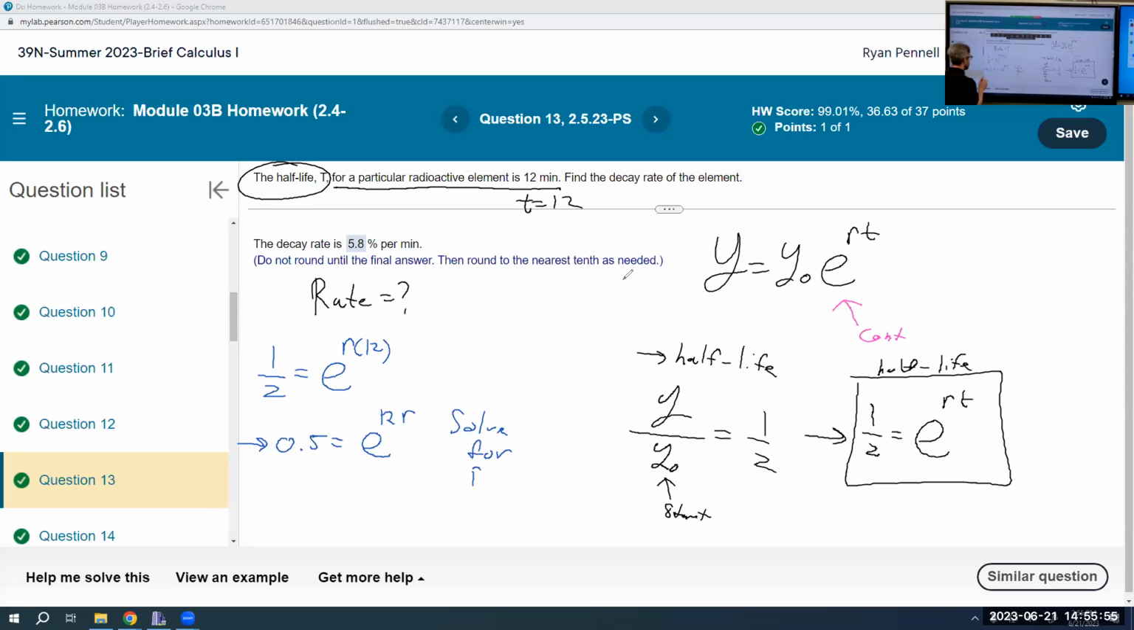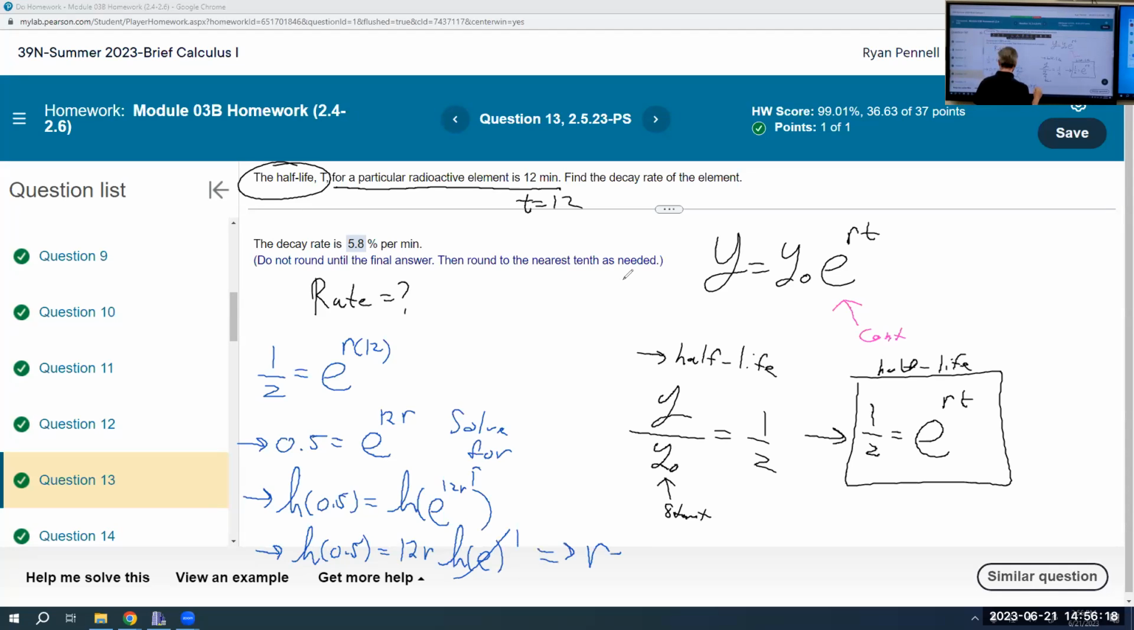Okay. Should I write that out? Natural logarithm of 0.5 equals natural logarithm of e to the 12R. ln 1/2 equals 12R, since ln e goes to 1. So R equals ln 0.5 over 12. There's a little formula for you. You like formulas? Here you go.